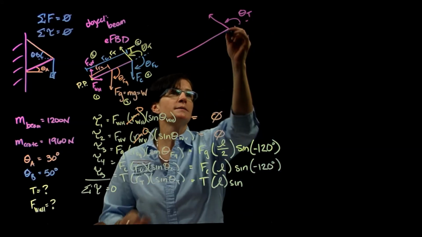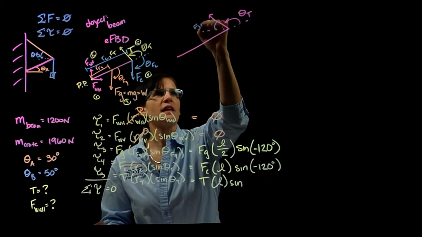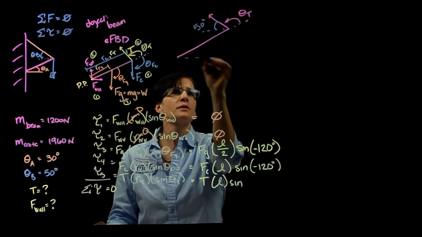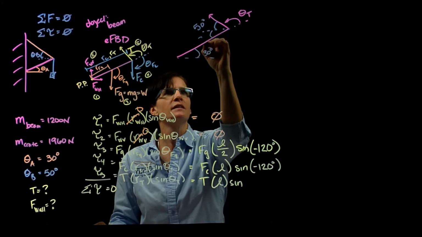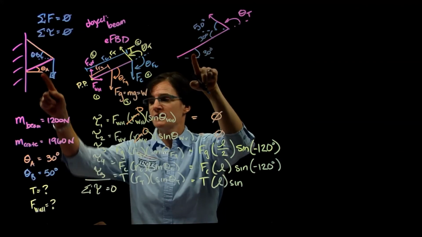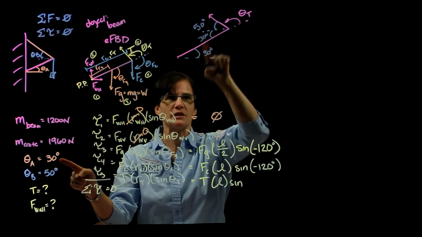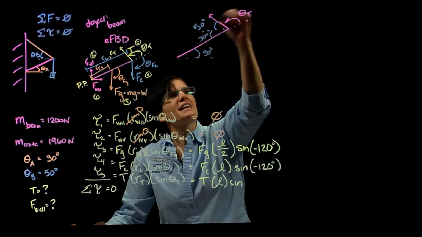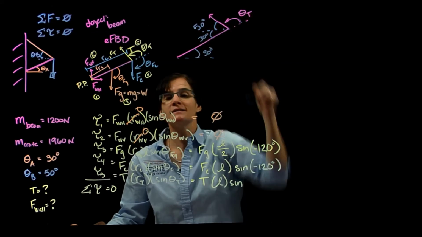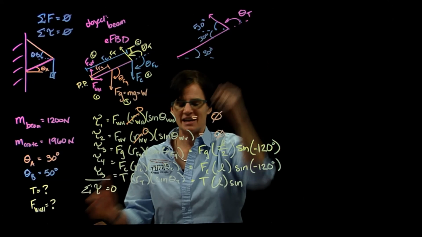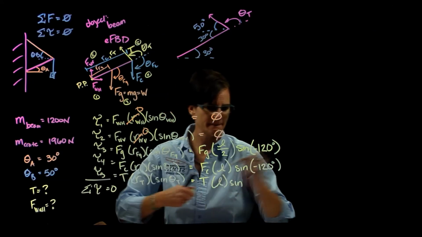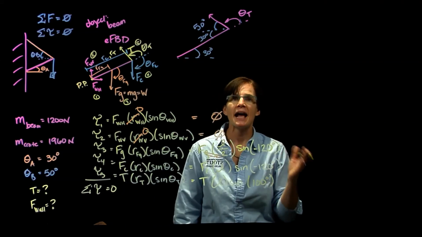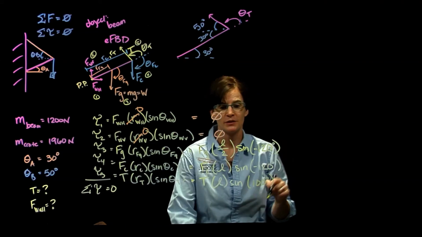We know, based on our picture, that this is at 50 degrees. That's given in the problem. We also know that this angle is 30 degrees, given in the problem, and so this angle is 30 degrees, alternate interior angles. 30 plus 50 is 80, and we know that this whole line is 180, so theta t must be 100. So I'm at 100 degrees, and I'm going in the counterclockwise direction, so it's positive.